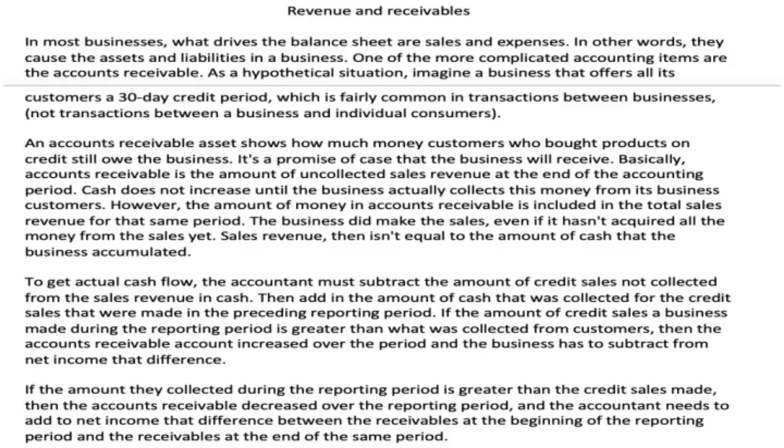the preceding reporting period. If the amount of credit sales a business made during the reporting period is greater than what was collected from customers, then the accounts receivable account increased over the period, and the business has to subtract from net income that difference. If the amount they collected during the reporting period is greater than the credit sales made, then the accounts receivable decreased over the reporting period, and the accountant needs to add to net income that difference between the receivables at the beginning of the reporting period and the receivables at the end of the same period.